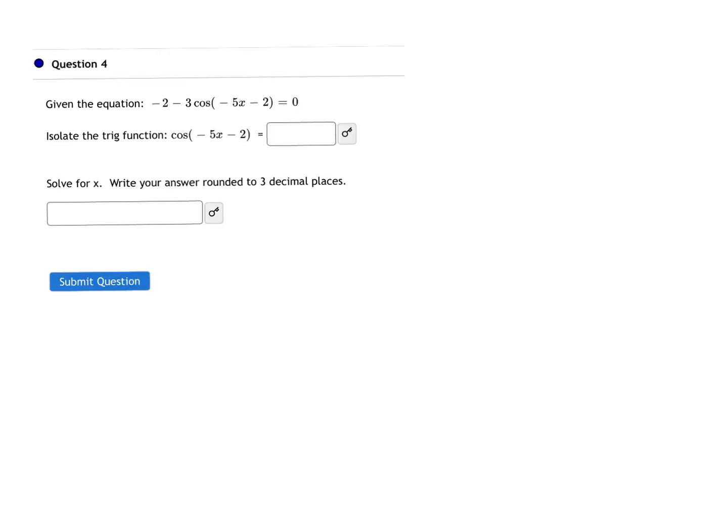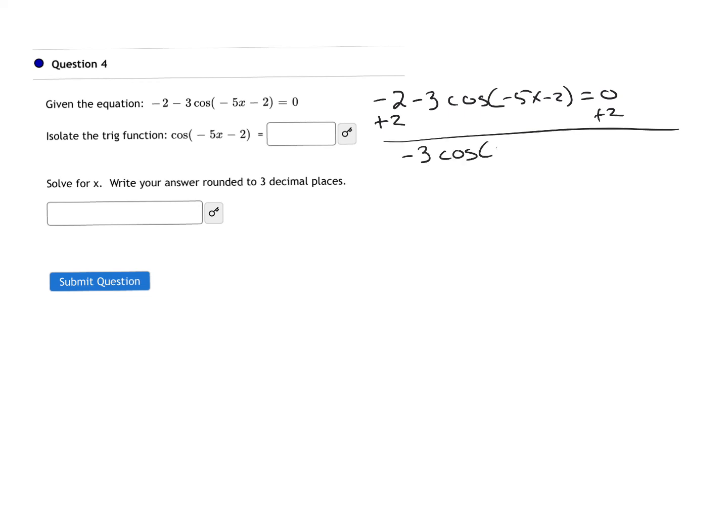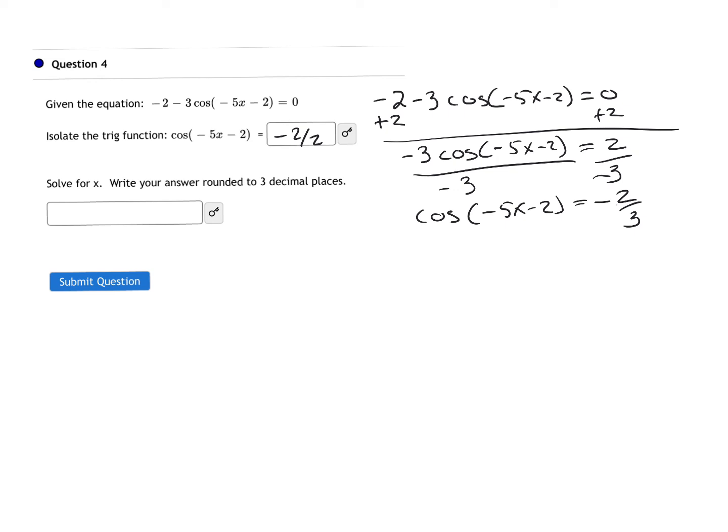Okay, once again, we have to isolate the trig function first. So if we start with negative 2 minus 3 cosine of negative 5x minus 2 is equal to 0, I start by adding 2 to both sides, and I get negative 3 cosine of negative 5x minus 2 is equal to 2. Then I divide by negative 3, and I get cosine of negative 5x minus 2 is equal to negative 2/3. So that's what's going to go here, negative 2/3.